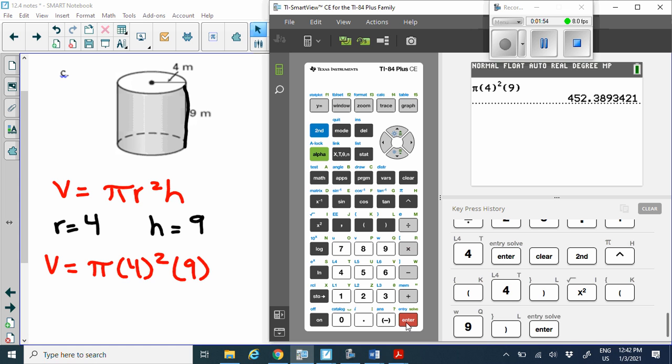Okay. So in this case, we're going to round to 2 decimal places. Just make sure you read the instructions so you know where to round to. Okay, so we have 452 point, and then we have 38, but we do have to round up because of this 9, so we're going to have 0.39. So that's going to be the volume of this cylinder here.